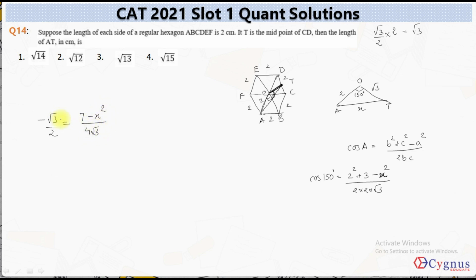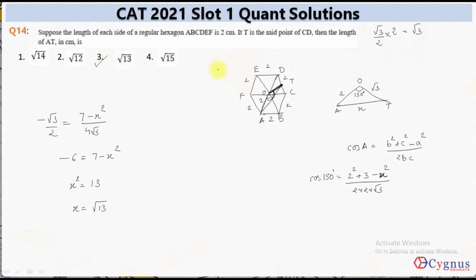When you cross multiply it, what will you get? 4 root 3 will be multiplied here. Minus root 3 into 4 root 3 is 12. 12 by 2 is 6. So I'll get minus 6 is equal to 7 minus x square. X square comes on this side, 6 goes on that side, you get 13. So what's the value of x? Root of 13. So my answer becomes third option.